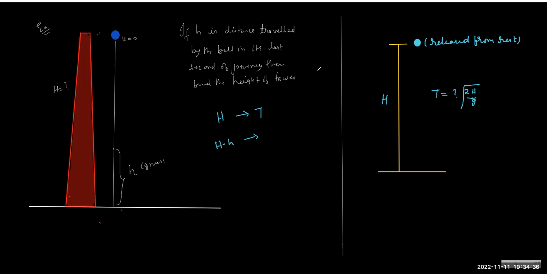H minus h into t by h? No. You travel in time t the full height H, and small h is the distance you travel in the last second. So to travel the remaining height H minus h, how much time do you need?